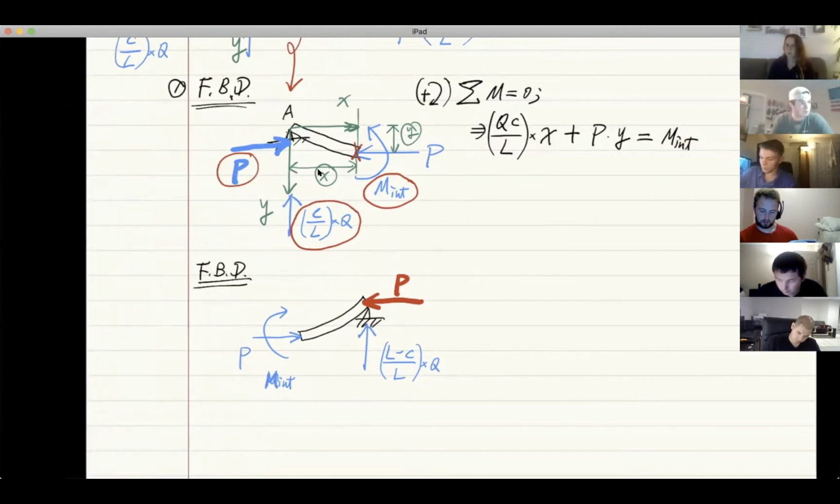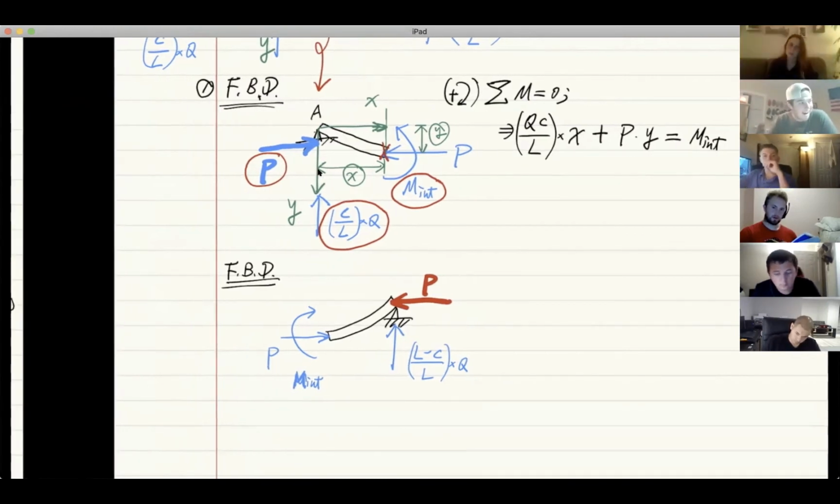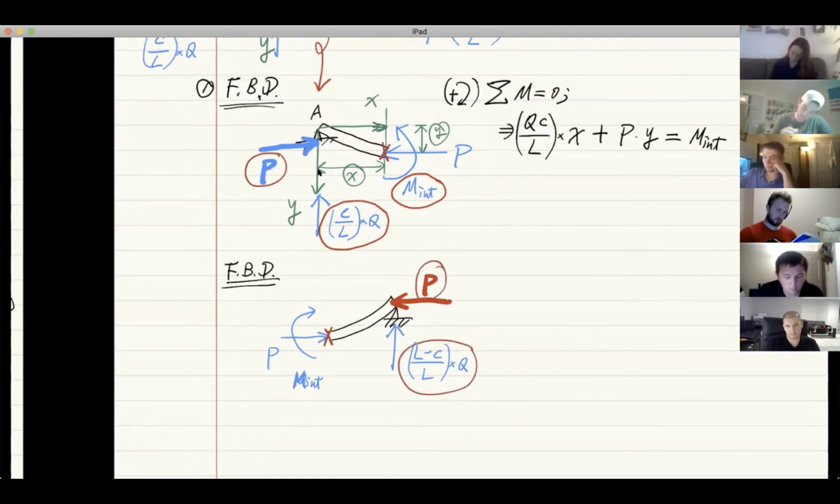Now we can take another moment equilibrium. Of course, we can choose whatever direction we want because the result will always be the same as long as we're being consistent. Here, the forces that can produce a moment at this point are this force and the moment itself. Just like what we did with the previous free body diagram, it's going to be the three of them.